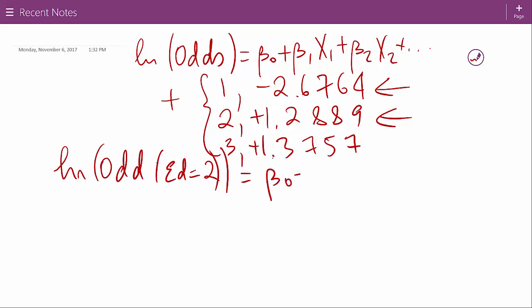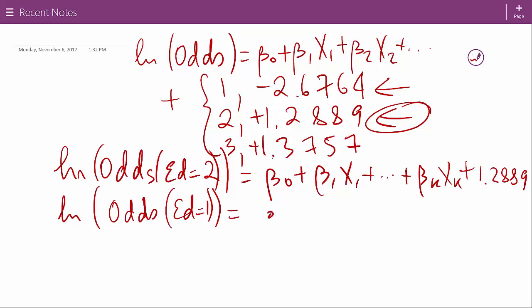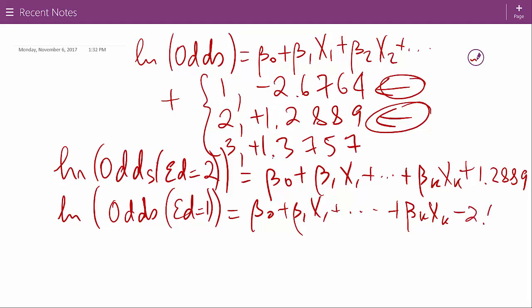That would be the same enchilada, beta 0 plus beta 1 x1 plus all of them, beta k xk, not plus, but multiplied, right? And because it's a grad, I have to add that number, 1.2889. Agree? So I'm assuming that everything about these two people is exactly the same. Okay? So then I'm going to compute natural log of odds when education equals to 1. So graduate degree, right? Same everything, so therefore I have beta 0, beta 1 x1, etc., beta k xk. But at the end, I have to subtract 2.6764. Correct?